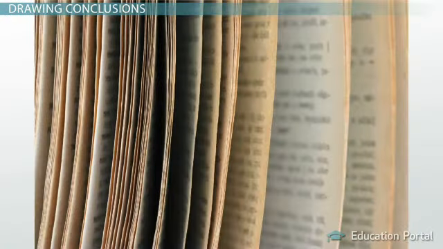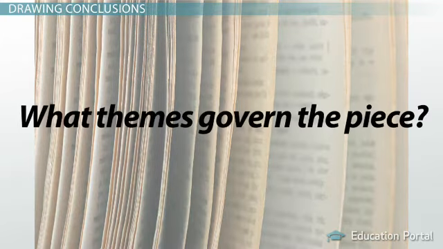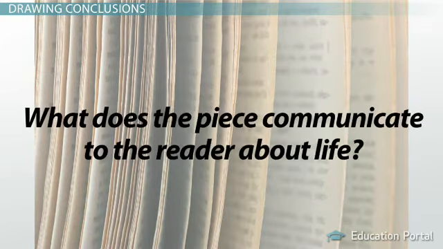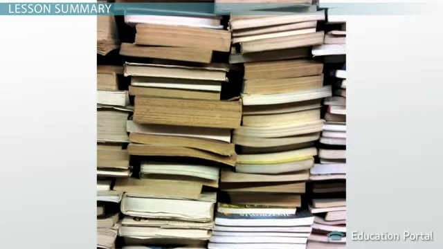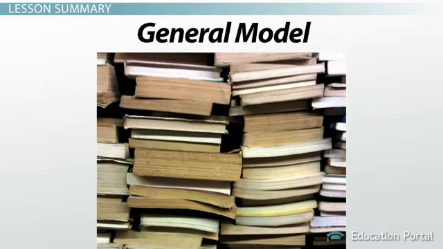Do you see how it works? Ultimately, the last step in this process is to answer these questions. What themes govern the piece? What does the piece communicate to the reader about life? Analyzing literature can be very broad and general or very complex and narrow in scope, depending upon the purpose of the examination. But for us, using this general model will not only give you a solid understanding of a piece, but it will help you move into interpreting and ultimately analysis.